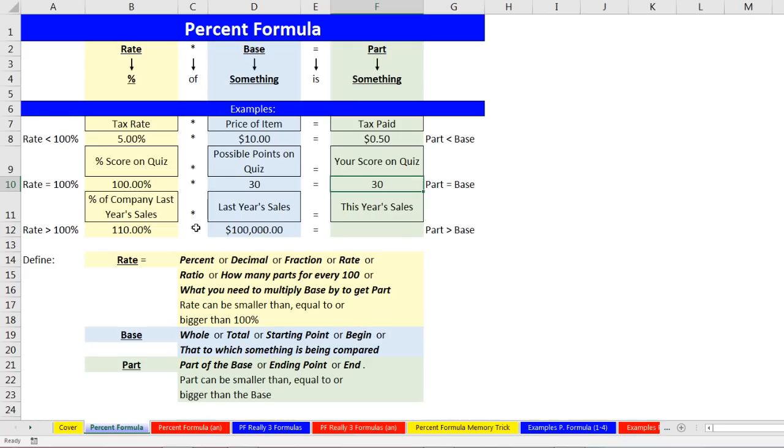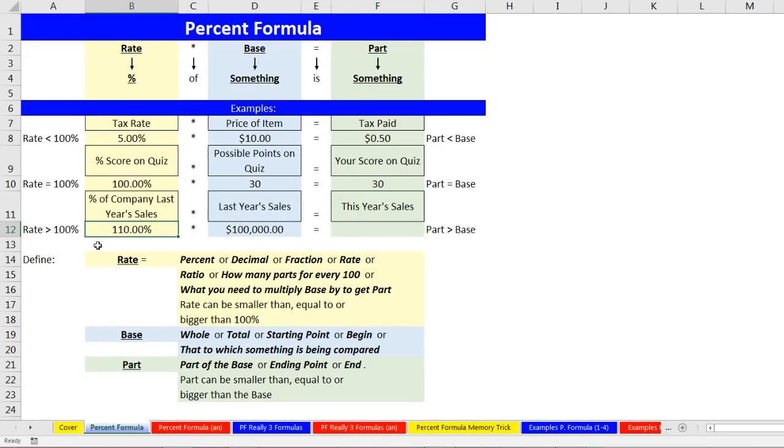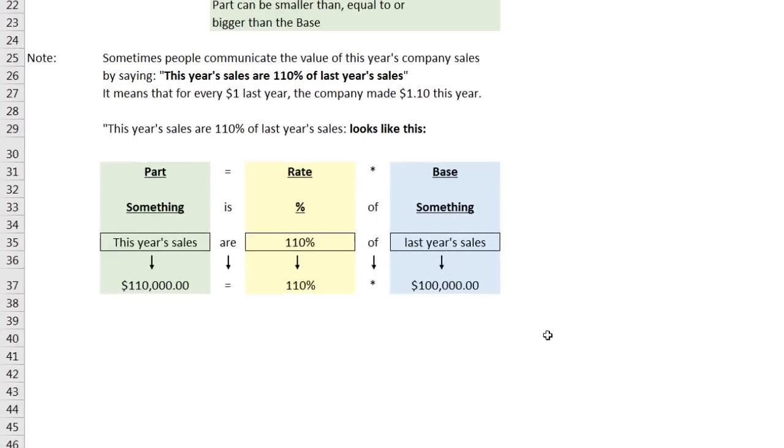Our third example, we know last year's sales were 100,000, and someone communicates to us that this year's sales are 110% of last year's sales. That means we can multiply this rate or percentage times last year's sales, and it will give us this year's sales. Equals, and I'm going to get the rate times the base. Control Enter. This year's sales, $110,000.